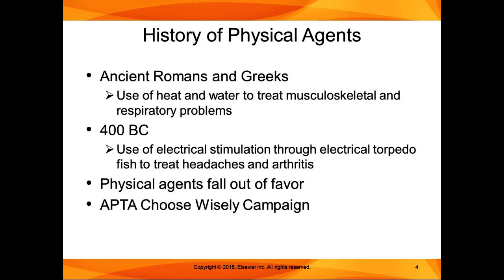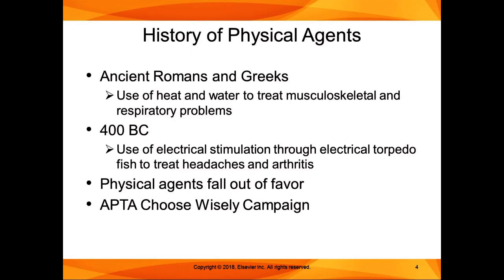In 400 BC, there's documentation of the use of electrical stim using electrical torpedo fish to treat headaches and arthritis. Isn't that interesting? But physical agents go in and out. They fall in and out of favor.